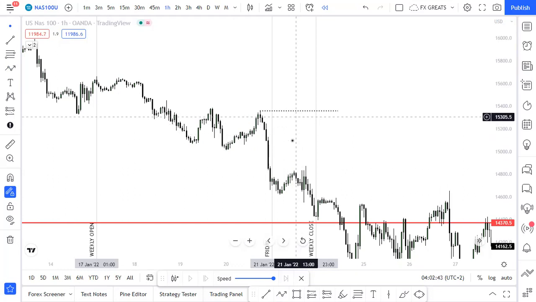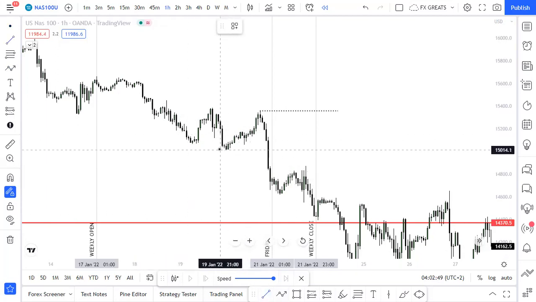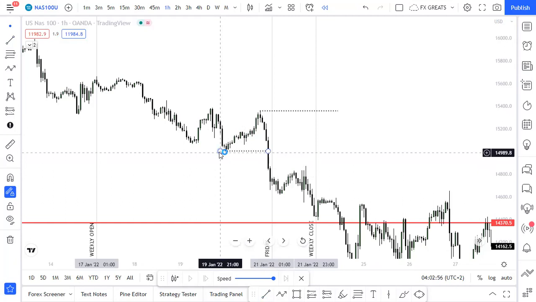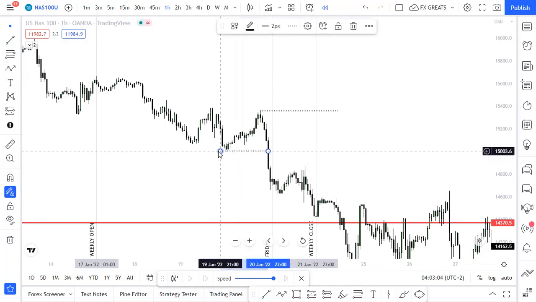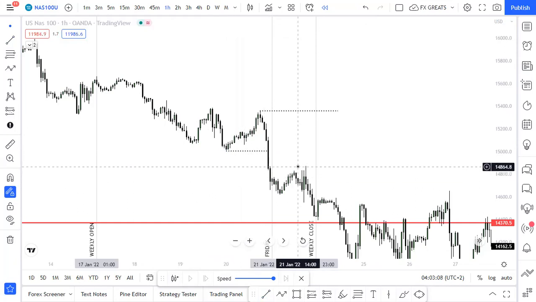Okay. For an example, you see liquidity was taken from where? From here. Why was it taken? Because that was what? That was a previous daily low. So a previous daily low contains what? Contains liquidity. And also a previous daily high contains what? Contains liquidity.